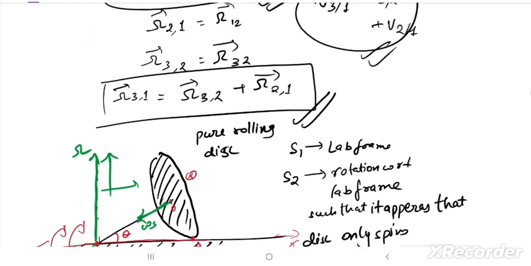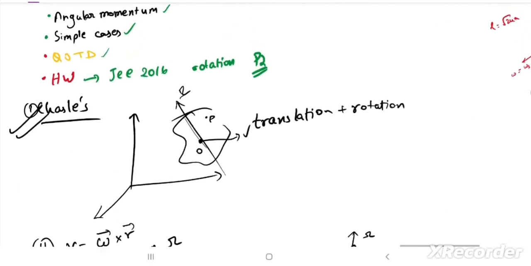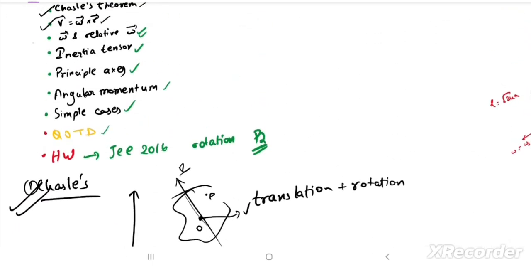So now we take some entry towards 3D rotation. This one is a very important theorem for solving JEE Advanced 2016 option A. You can try this again because I have already given you all the hints for solving. So we have already done the omega vector and relative omega vector.